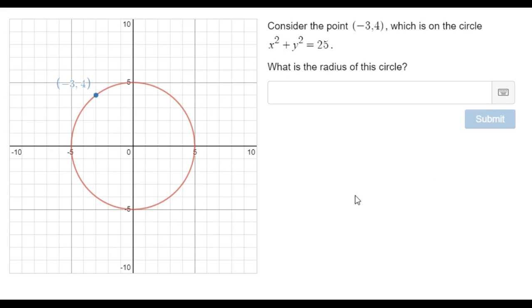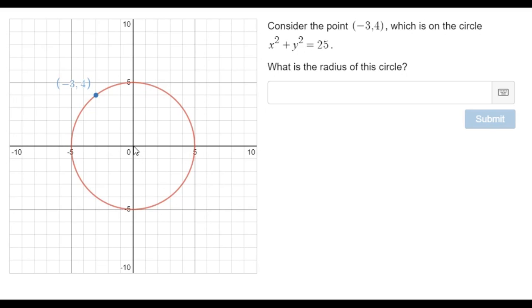Okay, let's walk through some problems using our new sine definition and see how useful it is. So here we have this circle. Here's the equation for it. And this point right here, -3, 4, is on the circle. And they ask what the radius is, just to get us started.